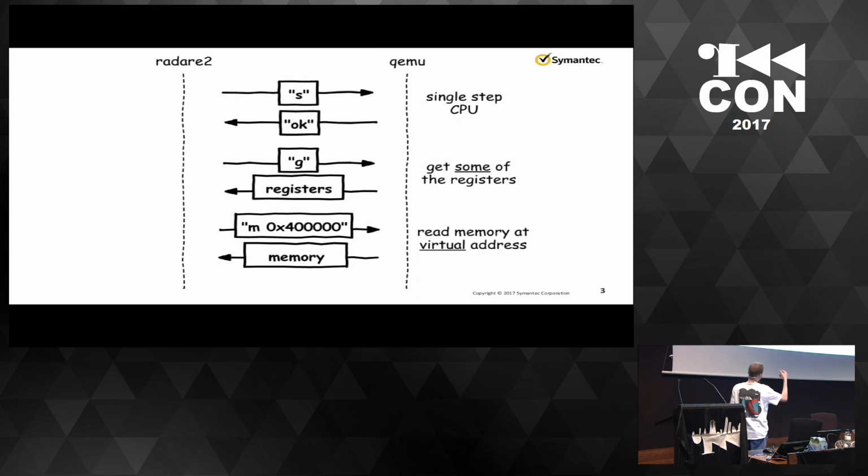So basically, radare will be the GDB client. QEMU would be the GDB server, so that whenever you want to say, please single step the CPU, you would just send a packet, which is actually just the ASCII S. QEMU will say, okay, I'll single step the CPU, send you an OK packet back, or if there's an error, it would tell you. So that part of it works quite well.